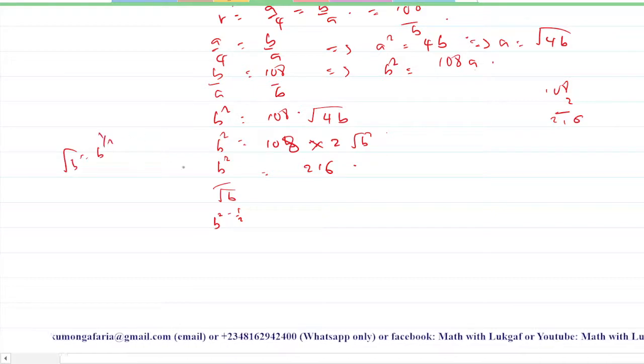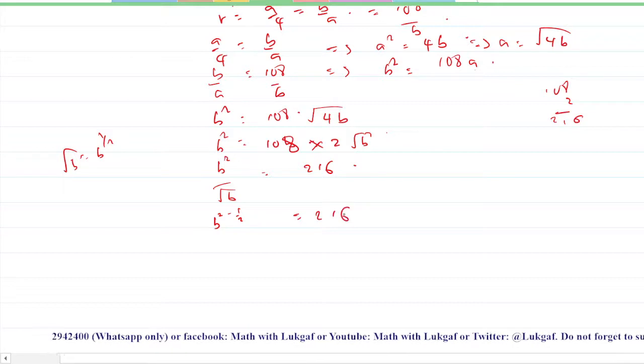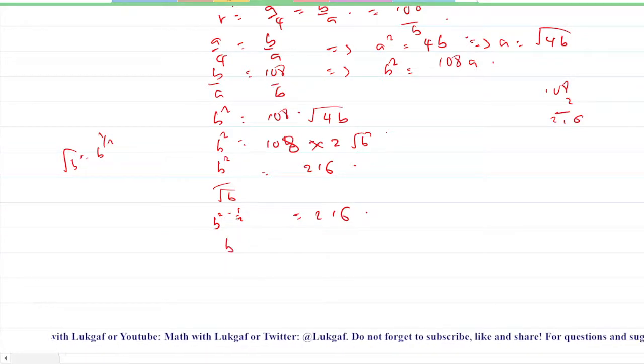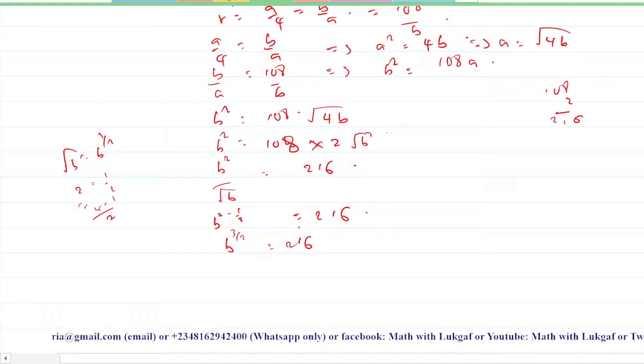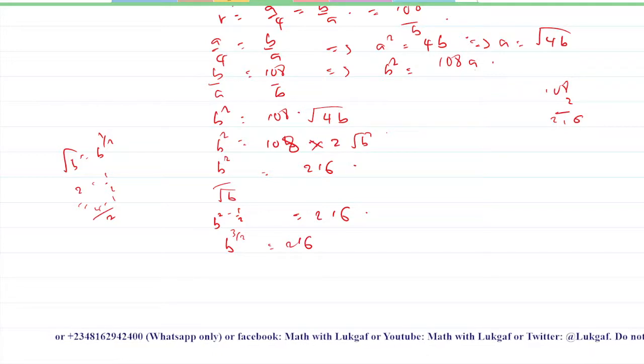So if you apply your laws of indices here, this is going to give me B to the power of 2 minus half, since square root of B is the same thing as B raised to power half. So 2 minus half, that's 4 minus 1, which is 3 divided by 2. So you have B raised to 3 over 2 is equal to 216.